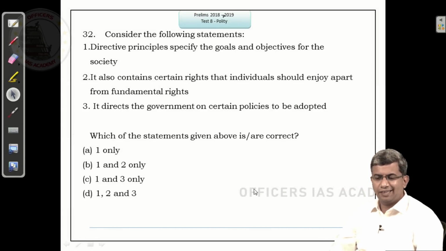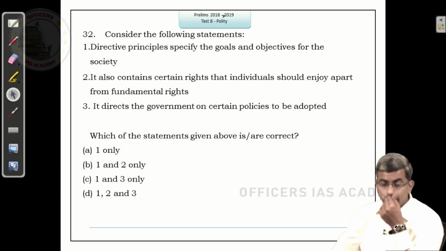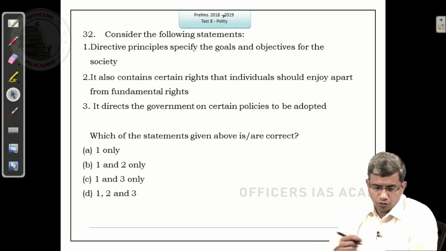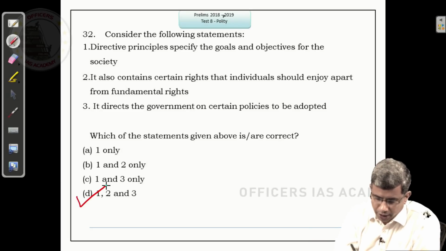Moving on, consider the following statements. Directive principles specify the goals and objectives for the society. It also contains certain rights that individuals should enjoy apart from fundamental rights. It directs the government on certain policies to be adopted. Which of the statements given above are correct? I mean, in the class also we have discussed, these are the 3 important aspects that the directive principle seeks to achieve. So all the 3 statements are correct.